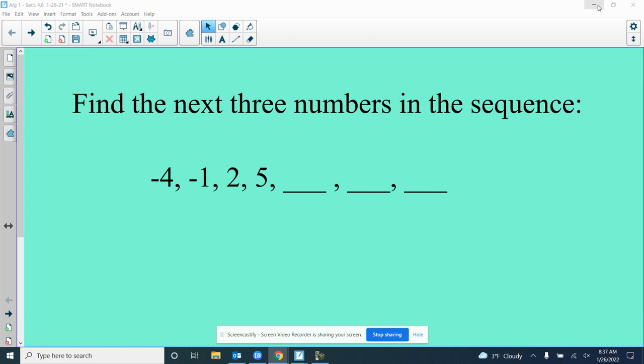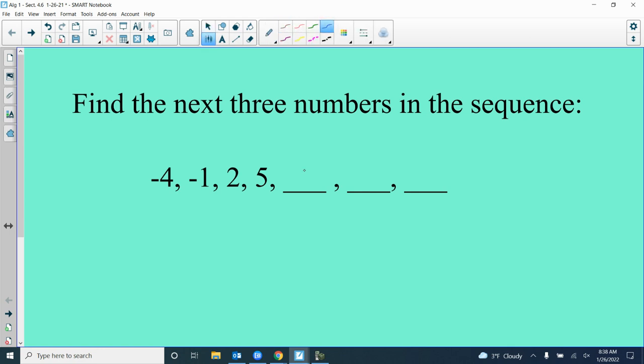Okay. So all right. Take a look. Juan, what are the next three numbers? What do you think? Don't know. You don't know? Did you even look at it? Yeah. Really? All right. 8, 11, 14. She says 8, 11, and 14. How'd you get those? Because it's going up by 3.